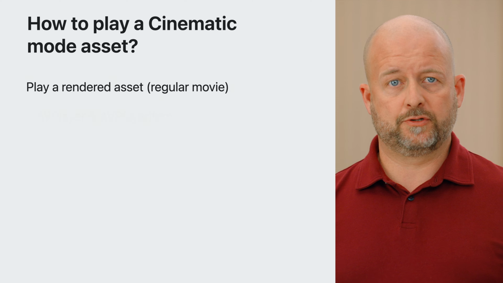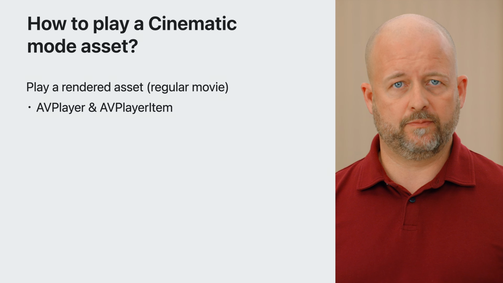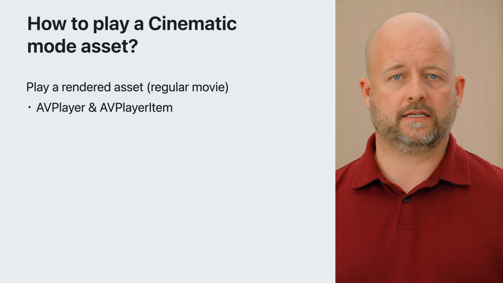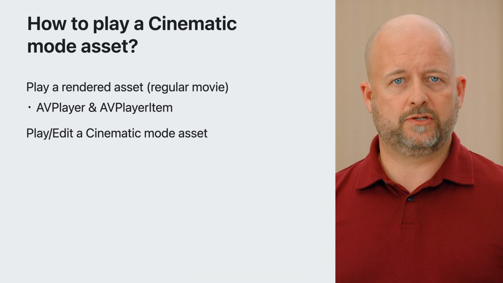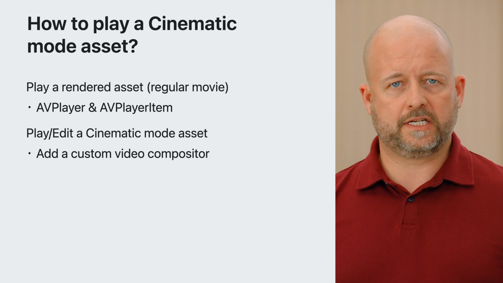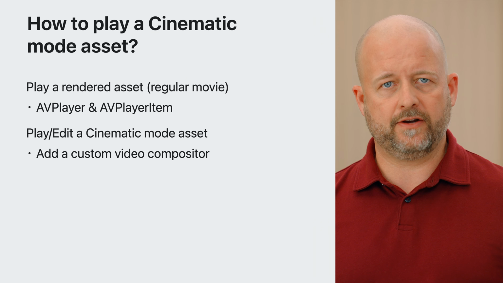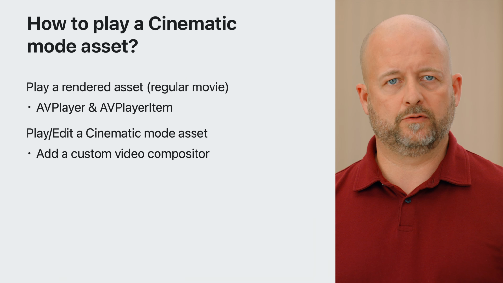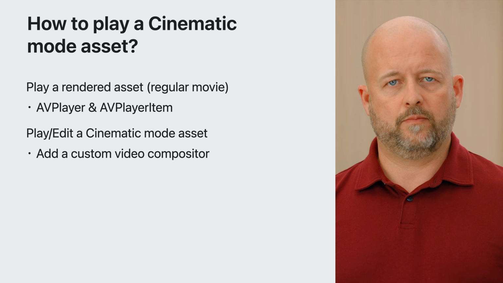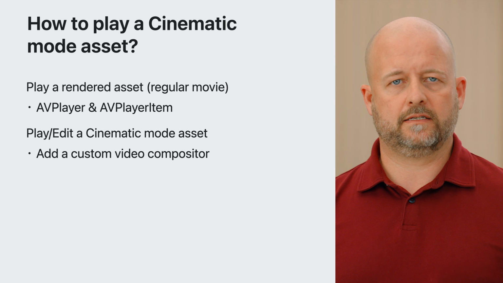Let's integrate playback. A rendered asset can be played back using AV player and AV player item as a regular movie, and so can the movie track inside the cinematic mode asset. But to realize the potential of cinematic mode assets, we need to add a custom video compositor, which can handle multiple tracks, user changes, and finally call the cinematic renderer to compose the output. This custom compositor can also be used for thumbnails and offline export, but let's focus on using it for playback and editing of cinematic mode assets.